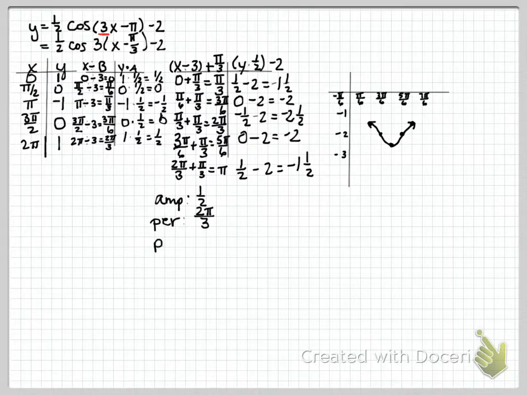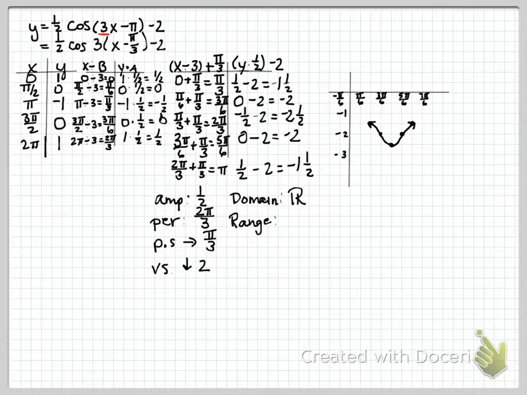Phase shift. Phase shift is how much did we move to the right or left? Well, going back up to my equation, we moved to the right, pi over 3. Vertical shift. Up or down? We went down 2. The domain. Domain for sine and cosine are all real numbers. Always. Range. My lowest y value is negative 2 1/2. My highest y value is negative 1 1/2.